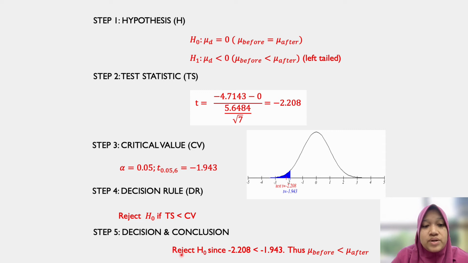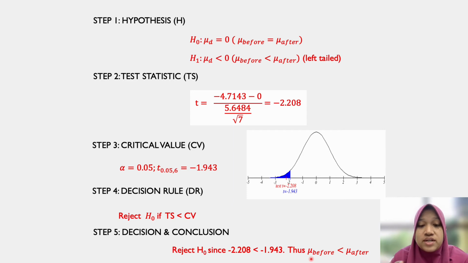Okay, so based on the diagram, we will reject the null hypothesis, since the test statistic value of negative 2.208 is less than negative 1.943, meaning that the test statistic value falls in the rejection region. That's why we need to reject the null hypothesis. So we can conclude here that attending the workshop increases the test score of the students.